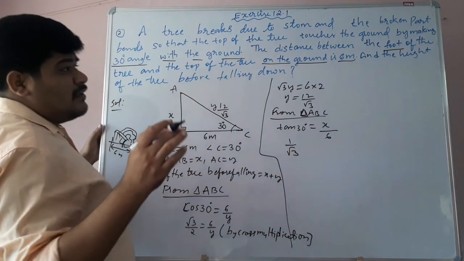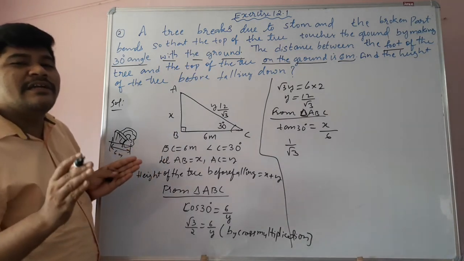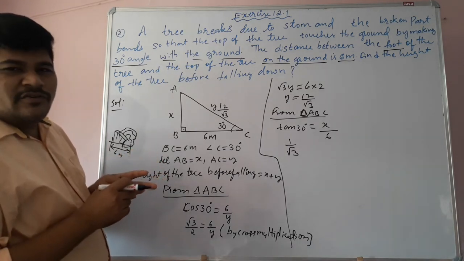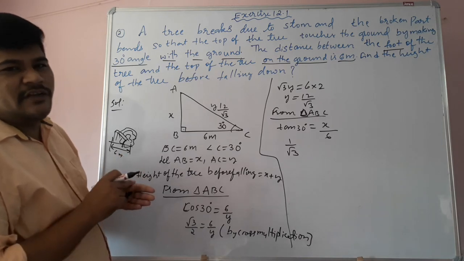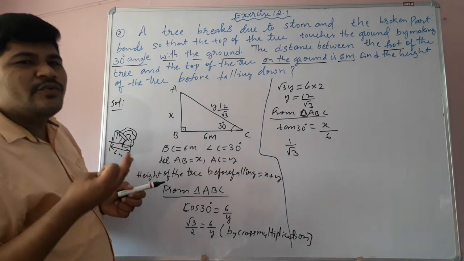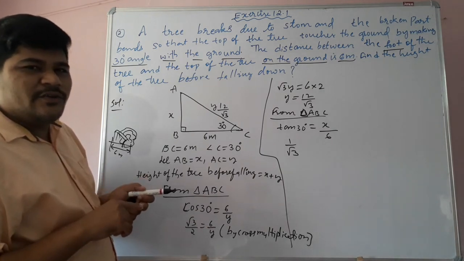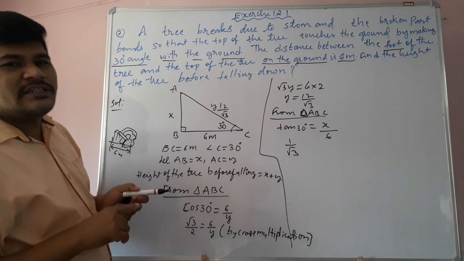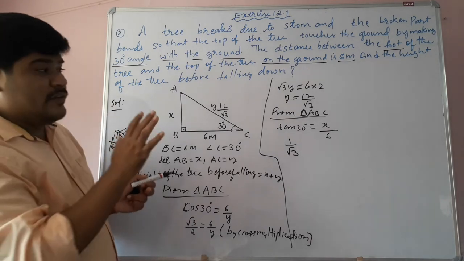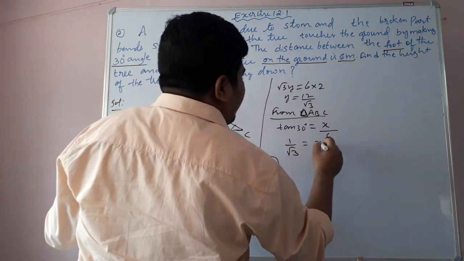So students, to solve the problems of applications of trigonometry, we must remember the trigonometric ratios table. Tan 0 is 0, tan 30 is 1 by root 3, tan 45 is 1, tan 60 is root 3, tan 90 undefined. Sin 0 is 0, sin 30 half, sin 45 1 by root 2, sin 60 root 3 by 2, and sin 90 1. Cos 0 is 1, cos 30 root 3 by 2, cos 45 1 by root 2, cos 60 half, and cos 90 0. So these we have to remember. In our mind, always these values must be there. Okay, next. So tan 30 value is 1 by root 3, that is equal to x by 6.